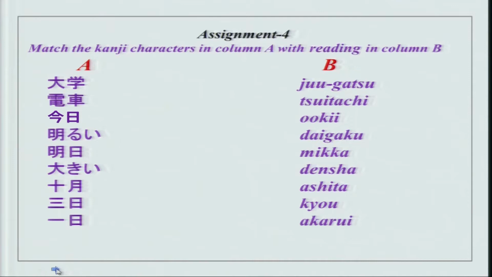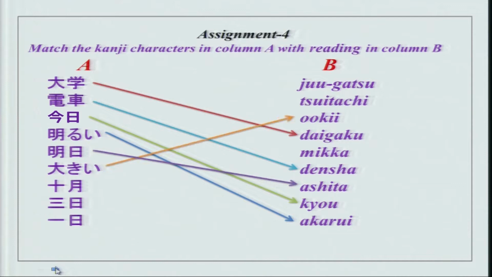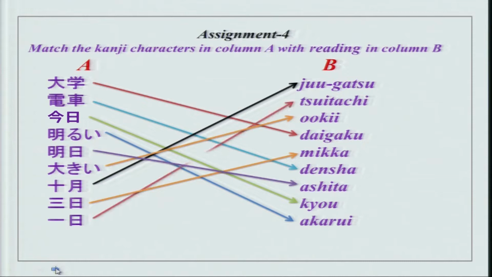Then, of course, match the kanji characters in column A with column B. So, the first one is daigaku, densha, kyō, akarui, ashita, ōki, jūgatsu, mikka, and the last one is suitachi. So, I am sure you have done them properly and correctly.